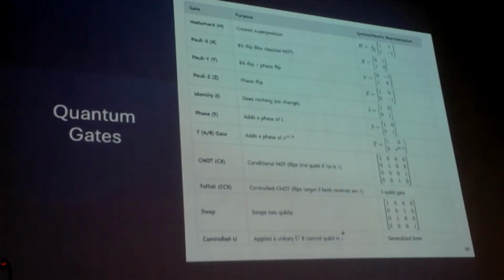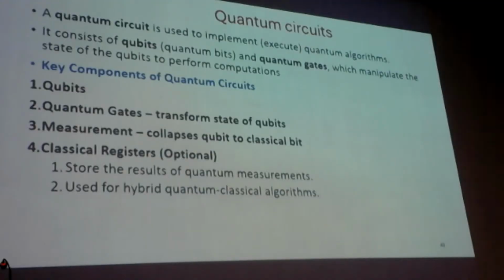I'll tell you more. So then we have quantum circuits. A quantum circuit is used to implement quantum algorithms. We all know logic circuits. If we design a logic circuit, then a logical operation will be performed: decoder, encoder, whatever. We do that, isn't it? Full adder, half adder, everything. Like that here. It consists of qubits and quantum gates which manipulate the state of the qubits to perform computations. So again, in quantum circuits, you can't have a complete circuit without the qubit.